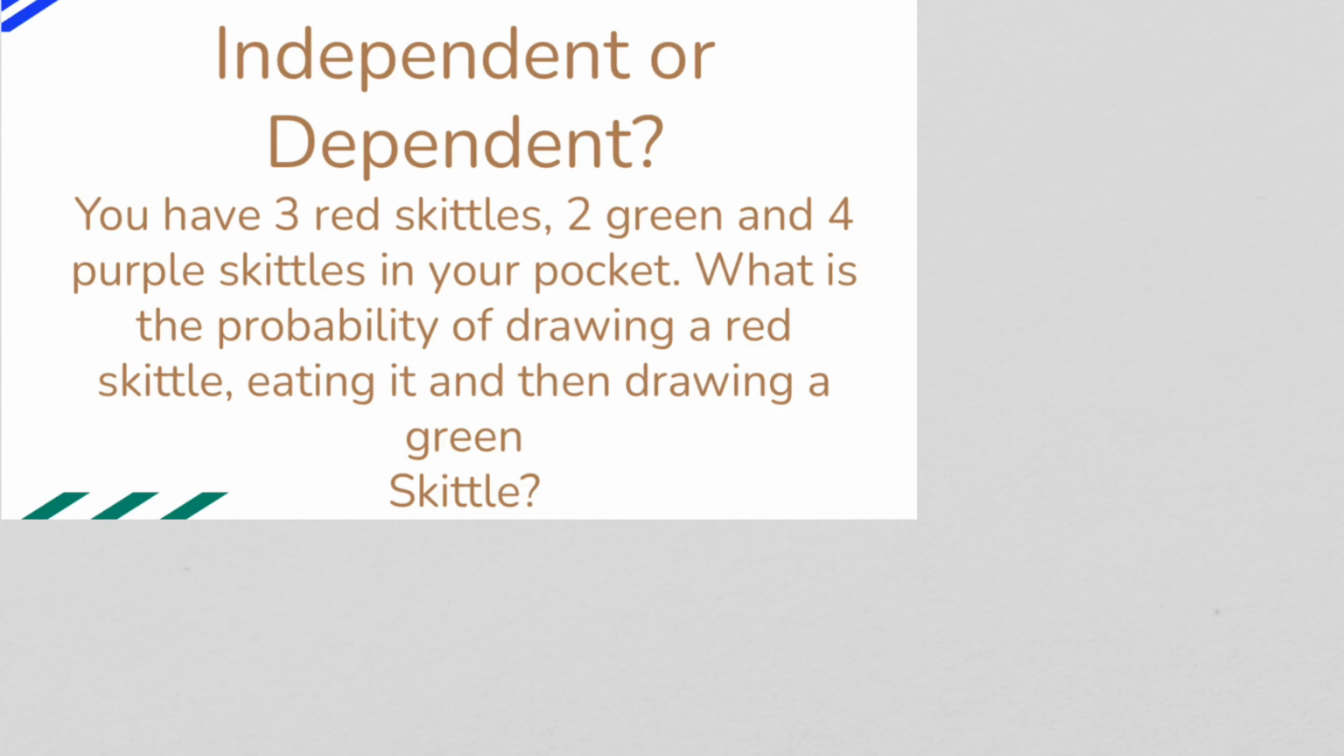You have 3 red Skittles, 2 green, and 4 purple Skittles in your pocket. What is the probability of drawing a red Skittle, eating it, and then drawing a green Skittle? Well, because you ate the Skittle, it will affect the amount that's left in the pocket, so these are dependent events.